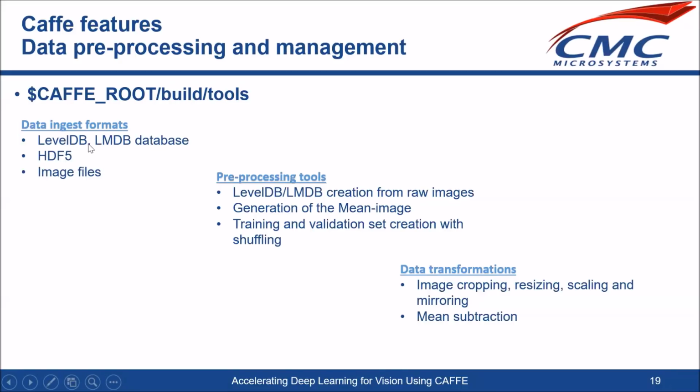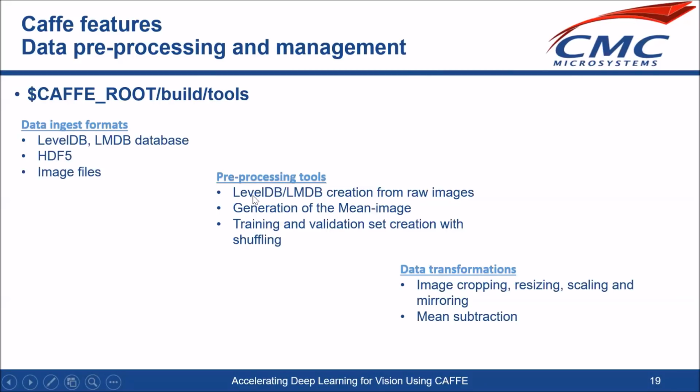The first one is LevelDB and LMDB databases, which are an efficient way to access data during training. The second one is more simple to read, which is HDF5, which deals with a huge amount of data. Or you can process image by image, which is not very efficient. In our case, in the demonstration, we use the LMDB, and we are going to show how to prepare data for this database.